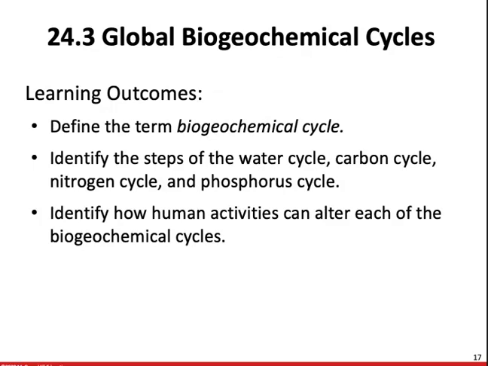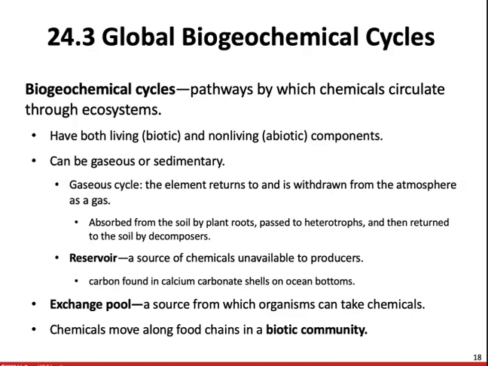All right, so in this next video, we want to talk about global biogeochemical cycles. Biogeochemical cycles are just the pathways by which chemicals are going to circulate through an ecosystem. Like we mentioned earlier, chemicals cycle, energy flows. We've already talked about the flow of energy and how it moves from one level to the next, with a great deal being lost, given off to the environment in the form of heat. But now we're going to talk about how chemicals can actually cycle through the environment.